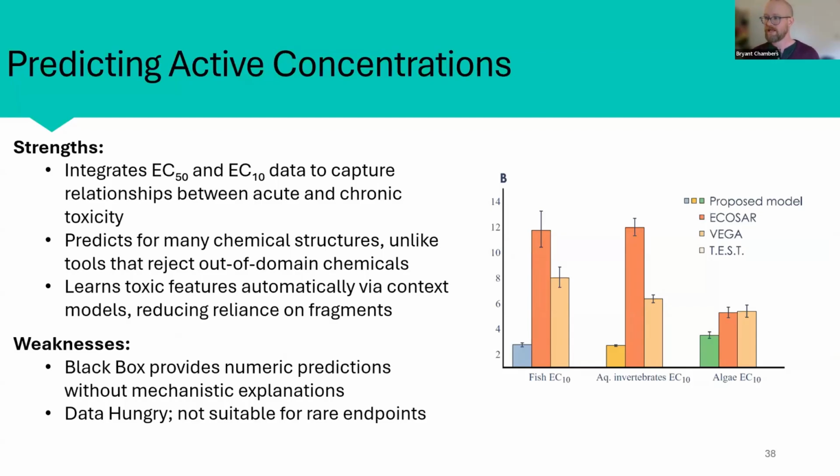It can predict many chemical structures, unlike tools that reject out-of-domain chemicals immediately. Lastly, it learns the toxic features automatically via context models, reducing reliance on fragments. We're not looking at is a phenol present. We're saying this chemical with all of its components in the context of all of these assays will give me a response at a concentration of X. This is pretty cool. You can see that we see a mean squared error reduction of 7-fold relative to some of the existing models. This is an enormous drop, an enormous tipping point or movement forward in this kind of model.